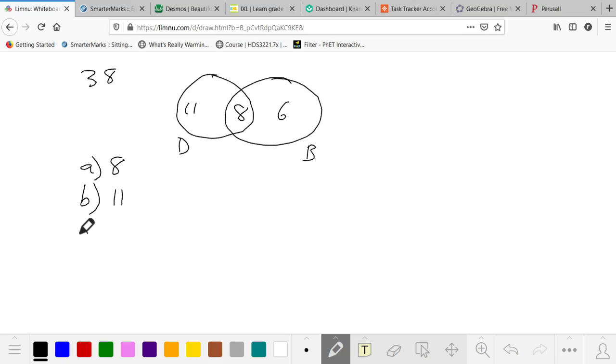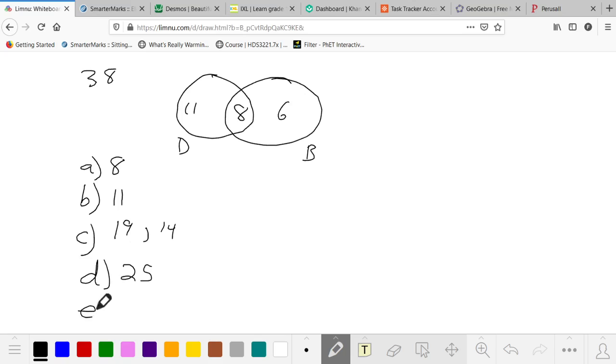How many are in the drama club but not in band? That's 11. How many students are in the drama club? 19. And how many are in the band? 14. How many students are in at least one of the drama club or the band? We add these up and we get 25.